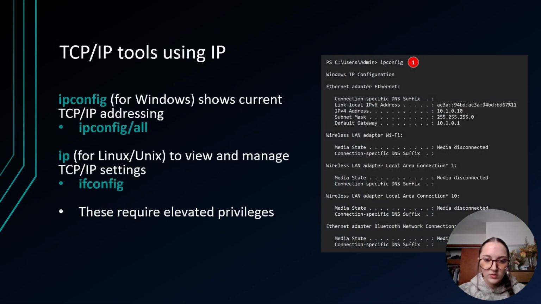Then for IP commands, we have ipconfig for Windows, and this shows your current TCP/IP addressing. And for a more complete summary of this information, you can use ipconfig /all. And then for Linux and Unix, you have the command ip, and it's just to view and manage your TCP/IP settings. And you can also use the ifconfig command as well, and these require elevated privileges, so not everyone can perform these commands.